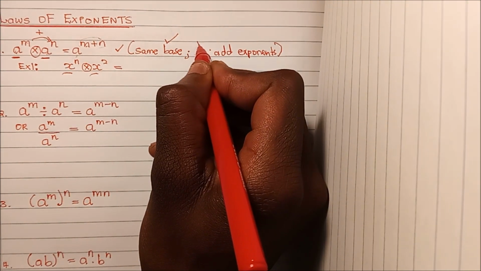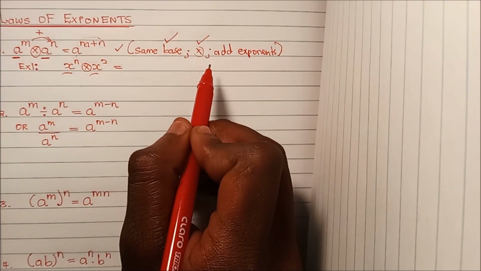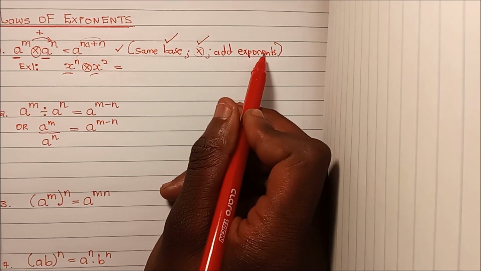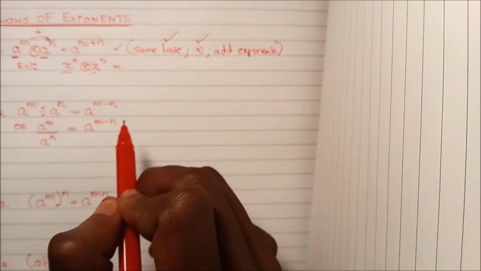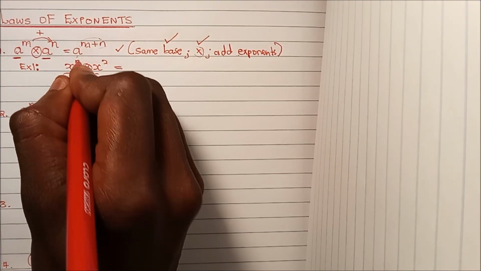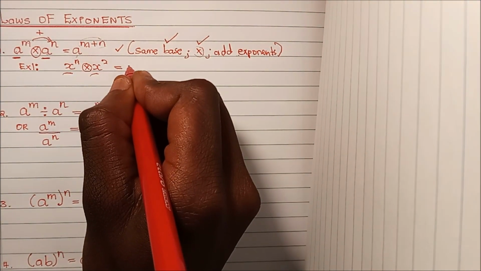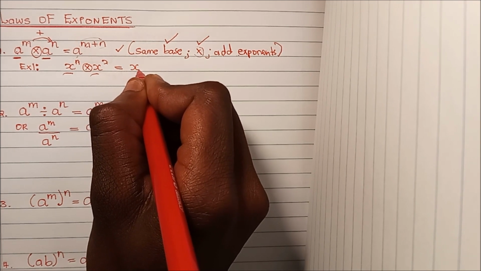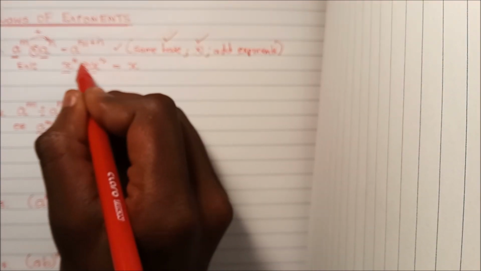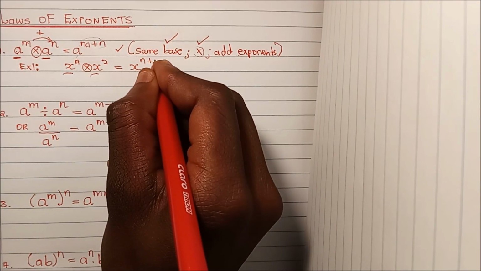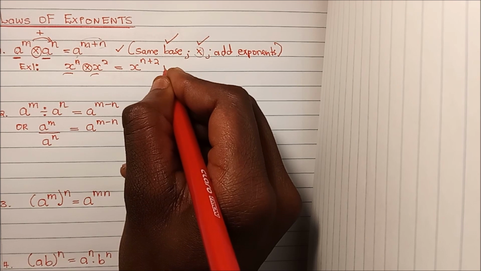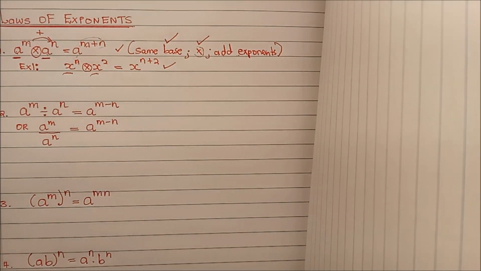So now we have the second case. Then what did the law say? We add the exponents. So what are your exponents? It's n and 2. So now we will take one base and then add the exponents. So the exponent is n plus 2. This becomes your answer, applying the law.